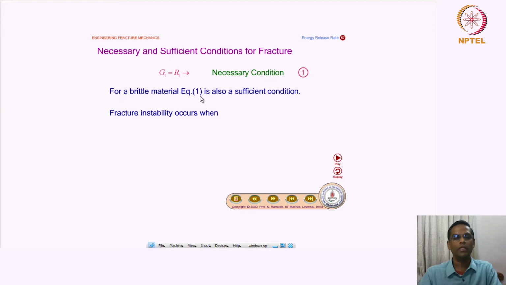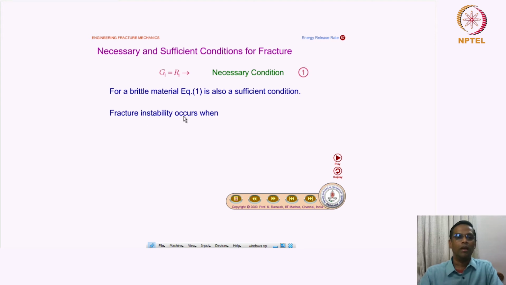For a brittle material, equation 1 is also a sufficient condition. In the mathematical formulation we have these kinds of conditions: one is a necessary condition, another is a sufficient condition. In brittle solids, this equation itself serves as both the necessary and sufficient condition for crack growth. We will see how it is demonstrated in the coming slides.